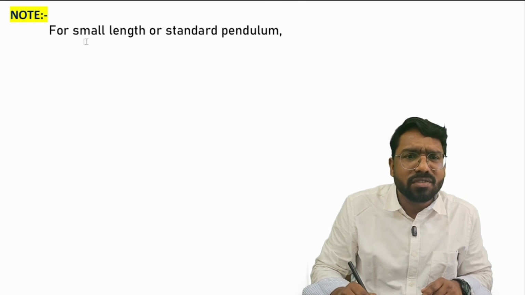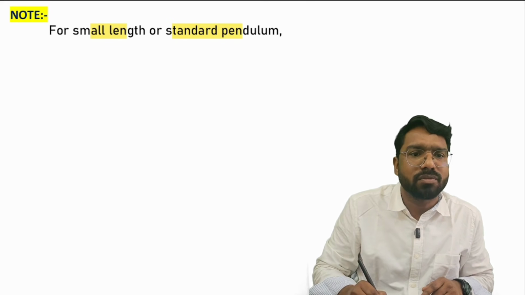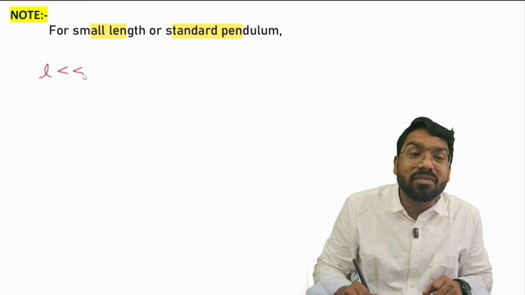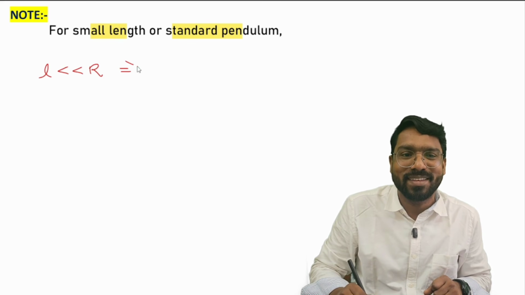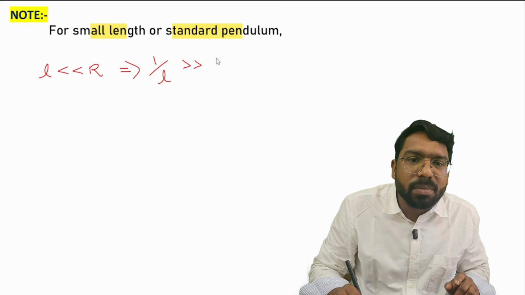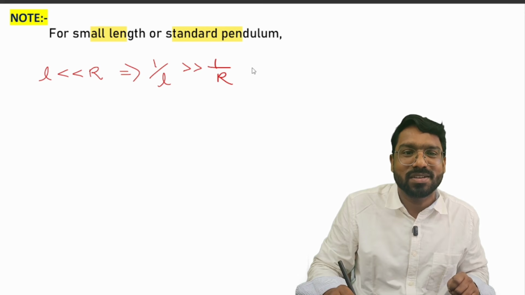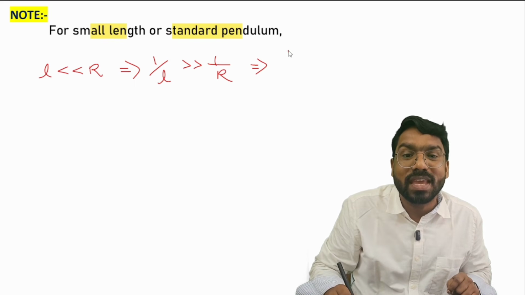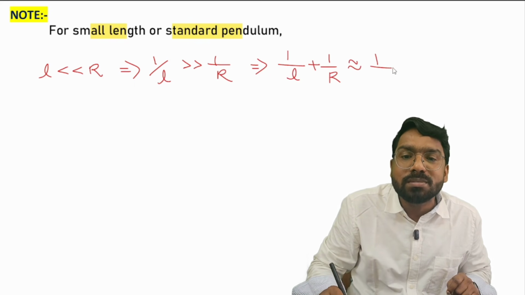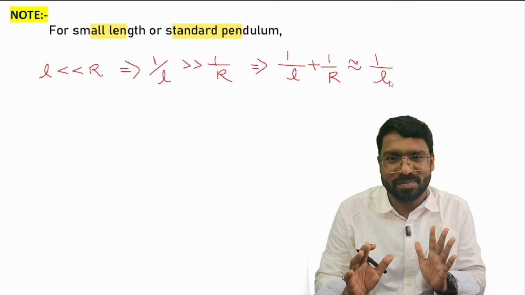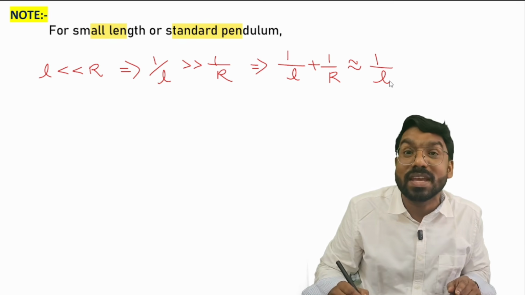Yes, sure. For small length or standard pendulum, length will be very much less than radius of earth. So 1 by L will be very much greater than 1 by R. So we can say 1 by L plus 1 by R is approximately 1 by L only.